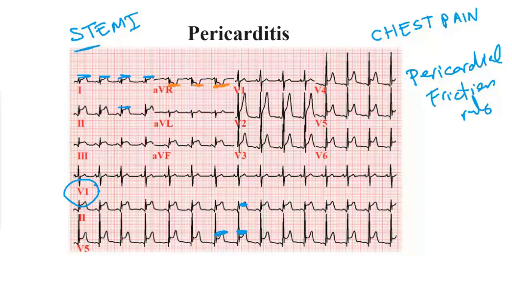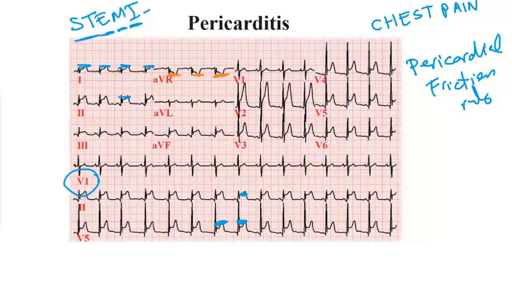STEMI stands for ST segment elevation myocardial infarction. So those patients that have a heart attack can have ST elevation in certain leads. And unlike pericarditis, where there would be diffuse ST elevation and reciprocal ST depression in aVR, with the STEMI, you will see ST elevation in certain leads depending on where the blockage of the vessel has happened and where the myocardial infarction is, which part of the heart is being affected. So you will get ST elevation in certain leads. And we will discuss STEMI in more detail in our next lecture.